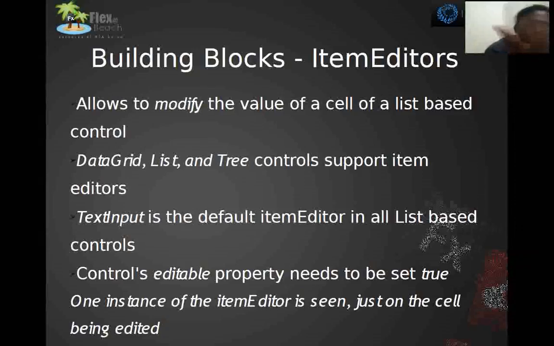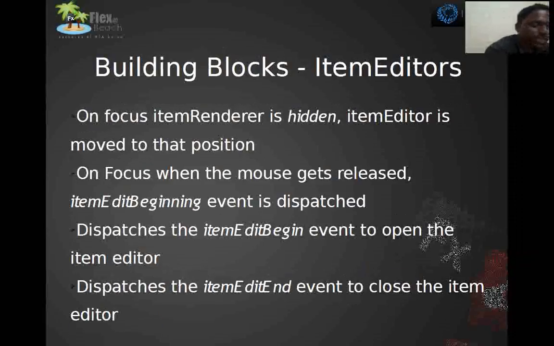Unlike item renderers, with an item editor only one instance of the cell is created, and only when the item gets focused, which means you can edit only one item at a time. Suppose you have provided an item renderer for a column, and you have provided an item editor also for that column. What Flex does is hide the item renderer and focus into the item editor.